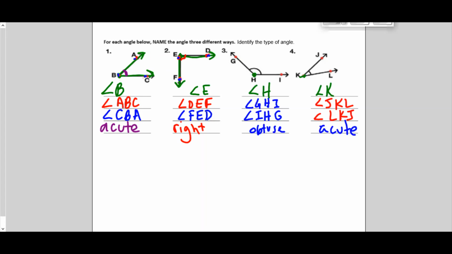So hopefully you gave this a try. So for number 3, we could name it angle H, we could name it angle GHI, or we could name it IHG. So those are the 3 ways we can name it, and this angle is bigger than 90, so it's obtuse. Number 4, that common endpoint is the point K, so we could name this angle K. We could name it angle JKL. We could name it angle LKJ. So angle K is an acute angle, so this is acute.